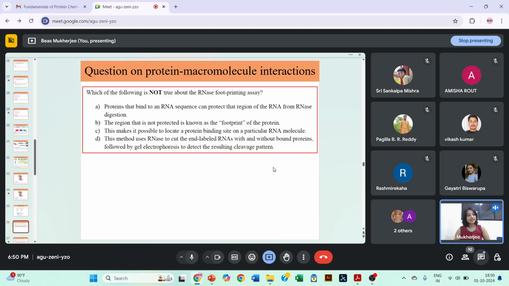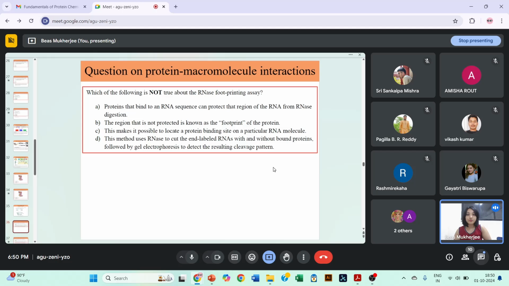So you can understand that there is an RNA binding protein which is binding to RNA, and we are cleaving with RNase. So the rest of the RNA is cleaved and only the footprint remains relatively intact. Then we will go for sequencing and get the specificity of this particular RNA binding protein. So proteins that bind to an RNA sequence can protect that region of the RNA from the RNase digestion, which you know is true.